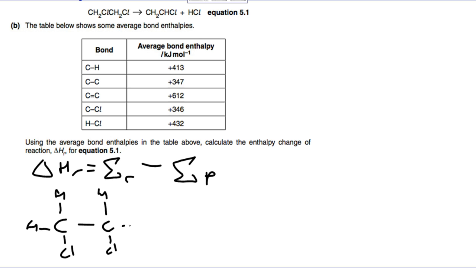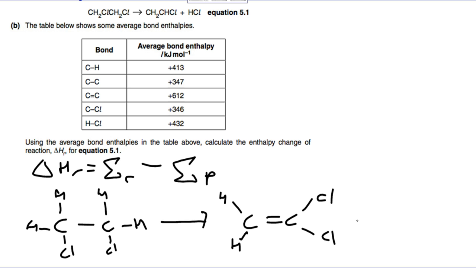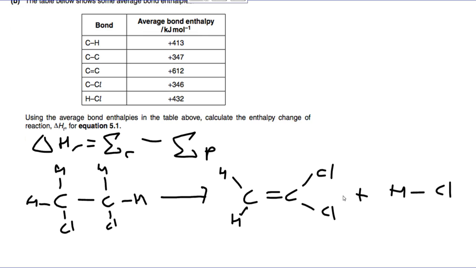Doesn't matter where you draw each bond, but you need to show them all. Then you've got to draw an arrow. And on the other side, you show all the bonds. So now we've got a double bond, H, Cl, Cl, and an HCl. Okay, ready to start doing the question now.